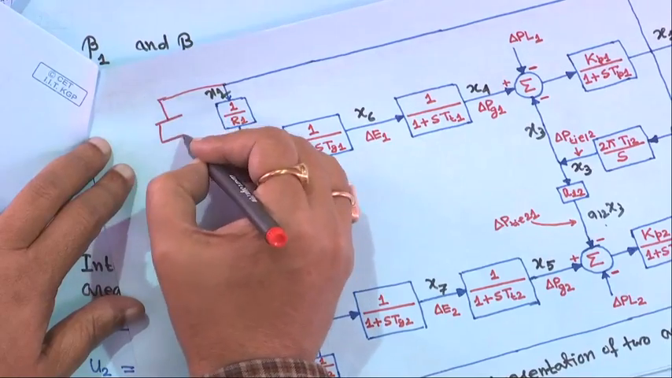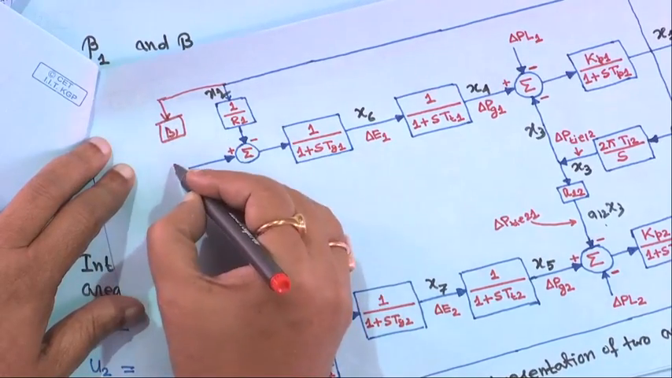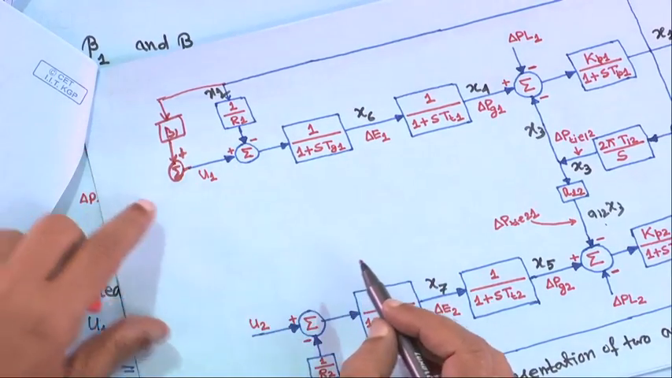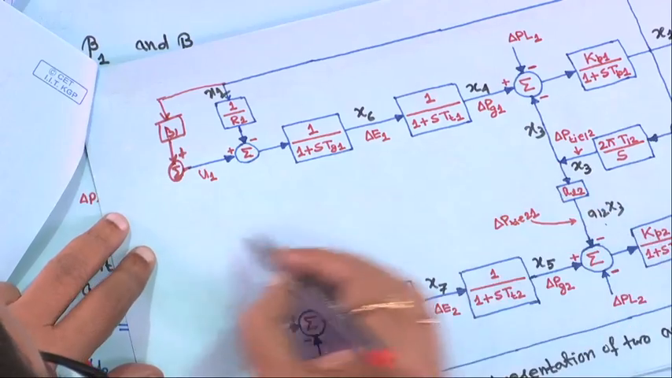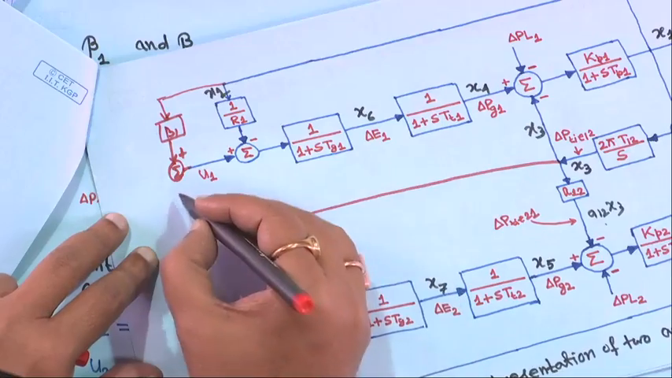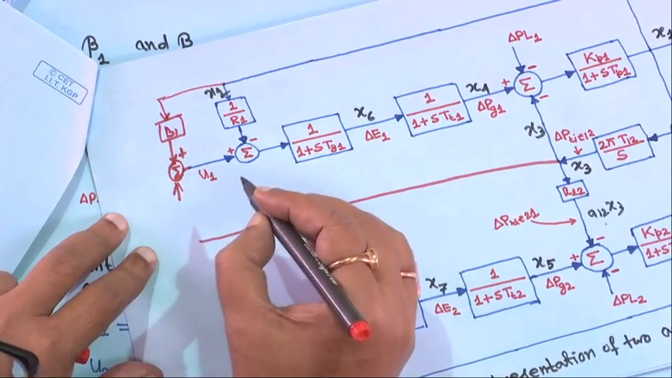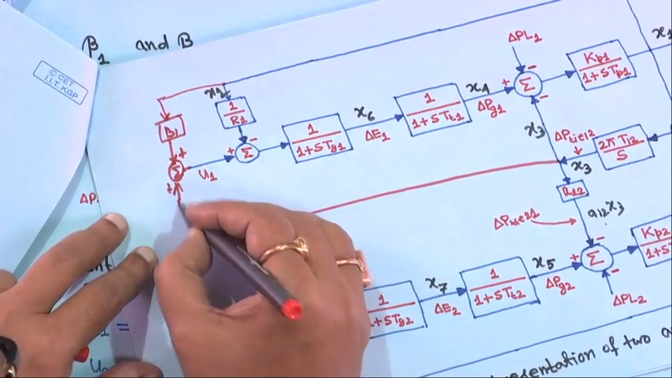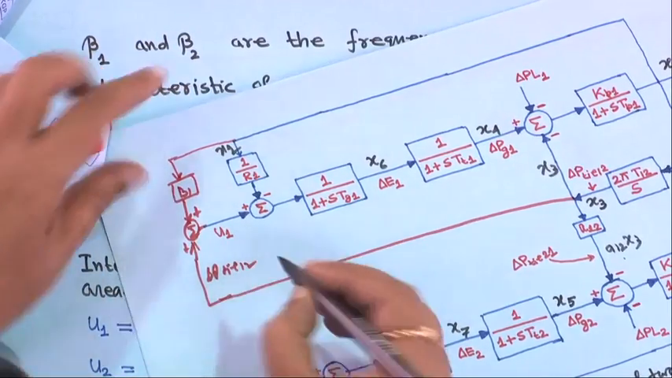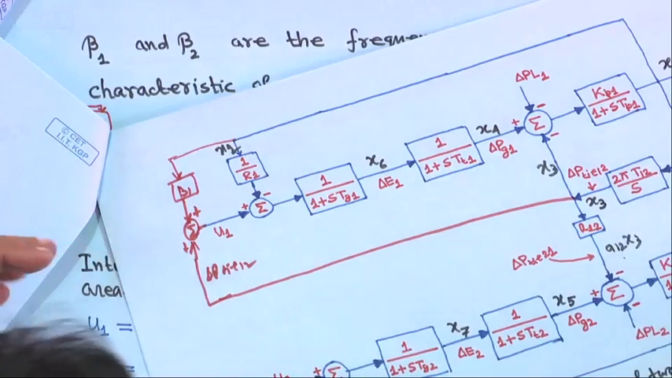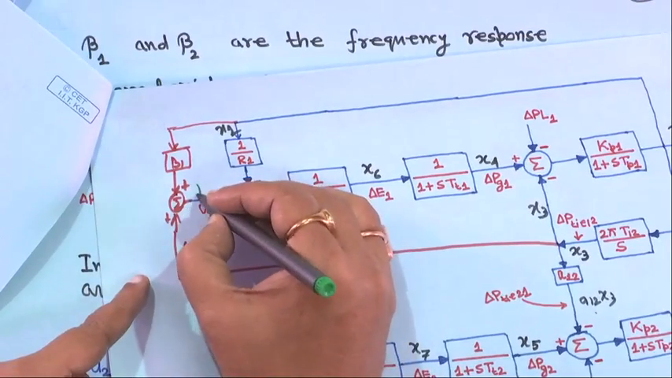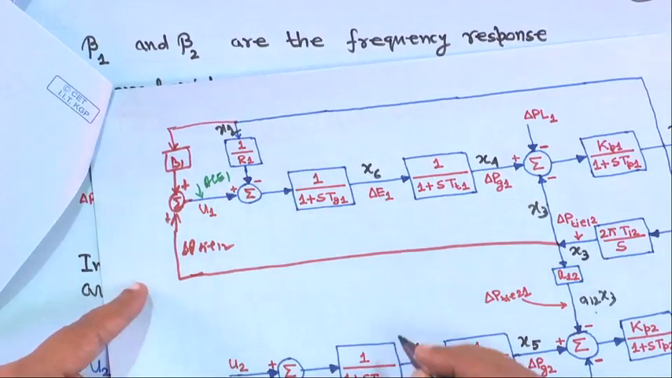This is for area 1, this is your B1, right, and here you put the summation symbol, this is plus, and this is your U1. From this side the tie power will come, because this is the tie power. Here it is plus, and this is delta P tie 1 2. So, this is actually delta P tie 1 2, and this output is AC1. So, this is your AC1, right.